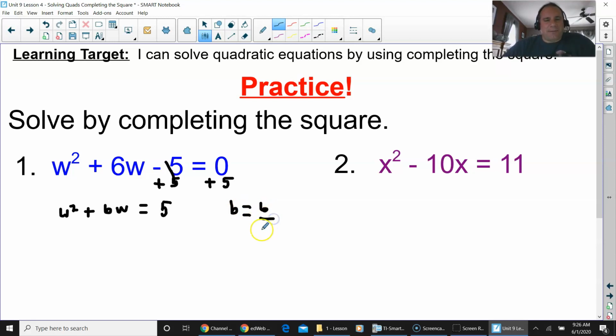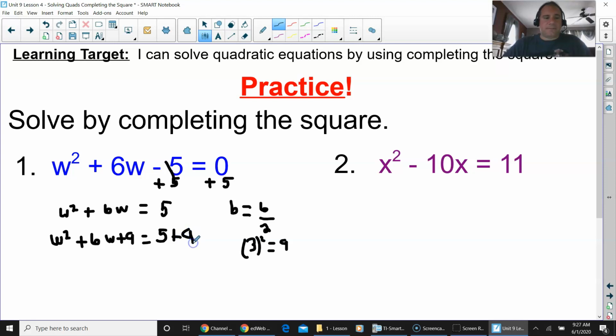And I am going to divide it by 2. So now it's going to be 3. And I'm going to square it. And 3 squared is 9. Not bad, right? So what you have here now is w squared plus 6w plus 9 equals, because you add the 9 to the left side, but you do have to add the 9 to the right side.